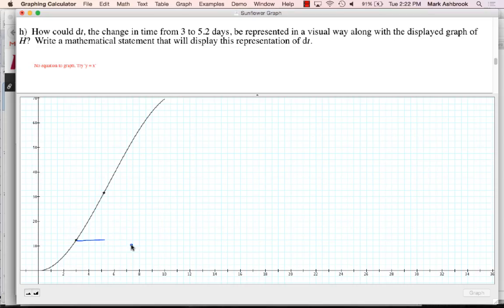Now I have a magic pen and I can draw that. But we want to do this mathematically. We want to tell GC mathematically to draw this. So we've got to think about that as its own little displayed graph of a set of points. So can you define, in the next line for part H, that set of points right there? It's going to show, for us, a visual of the change in time from 3 to 5.2. But on its own, it's a set of points. And so mathematically, what set of points is it? Who can do it? Go. Who can do it?